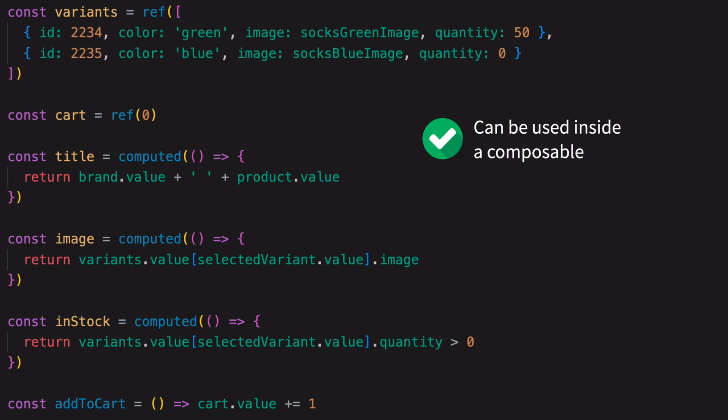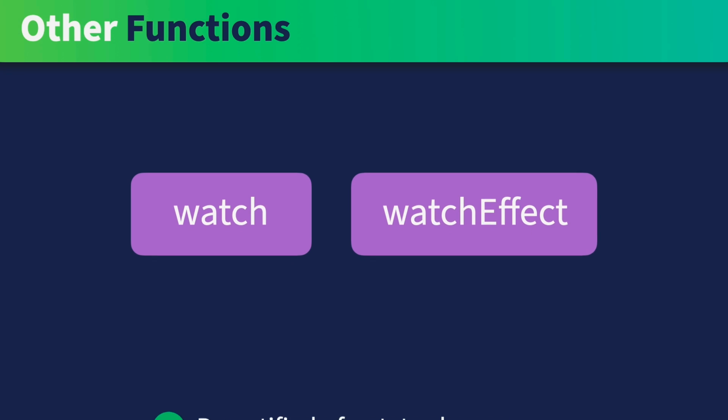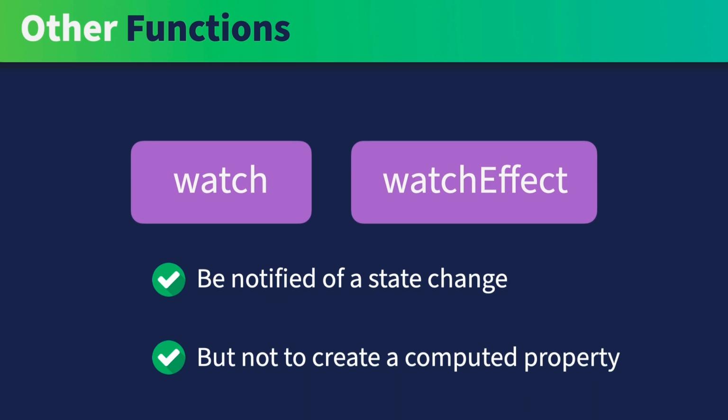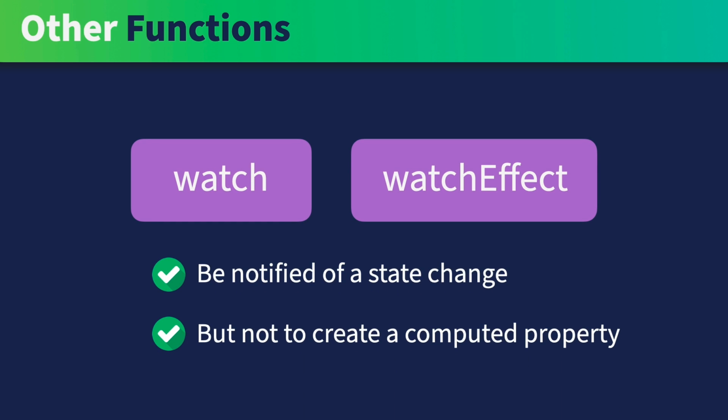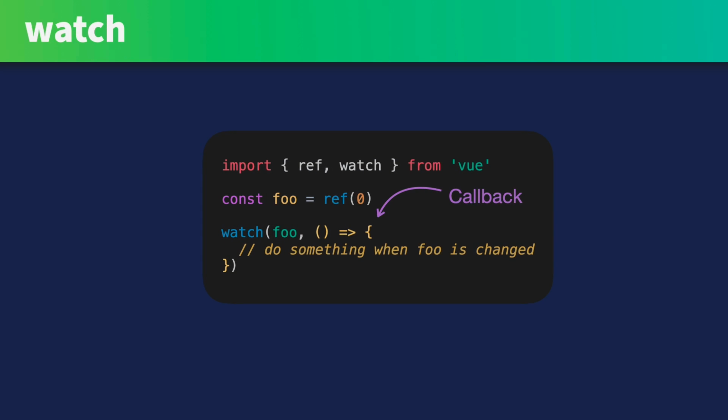The computed function is part of the Vue 3 composition API, so you can also use it inside a composable. We'll see how to do that in a future lesson. The composition API also provides a few other useful functions for reacting to state changes, such as watch and watchEffect. Sometimes we want to be notified of a state change, but not necessarily to create a computed property based on it. The watch function can help you to run a callback whenever a particular state is changed.